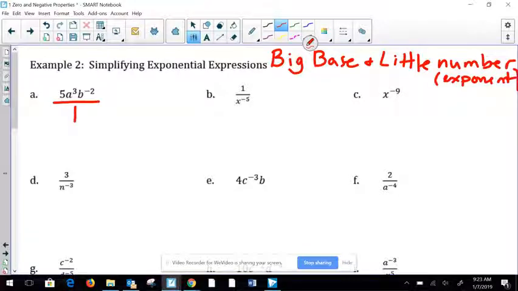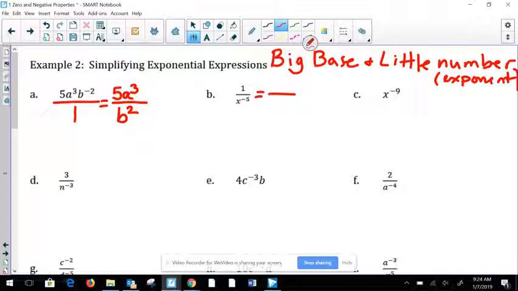So the first thing I do is I put it over 1, and I ask myself, does the 5 have a negative exponent? Nope, so he stays. A to the third, is there a negative exponent? No, so she stays. But b to the negative 2, ding, ding, ding, negative exponent. A negative on top gets moved to the bottom as a positive. And now I have it fully simplified. Let's go on to the next example.